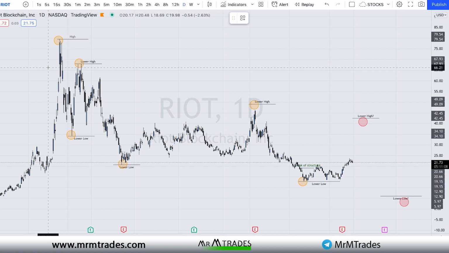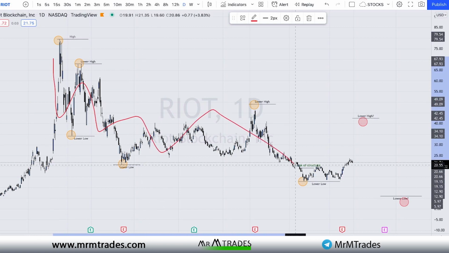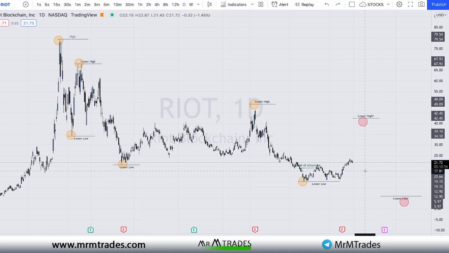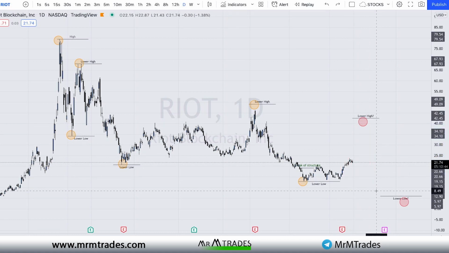So on the daily time frame, we can clearly see the price moving in a downtrend fashion, creating lower lows and lower highs. So we can expect the price to move further down. But that's on the higher time frame. And before that lower low happens, we can take a closer look at what's happening in between this structure and look for some trade opportunities there and then.